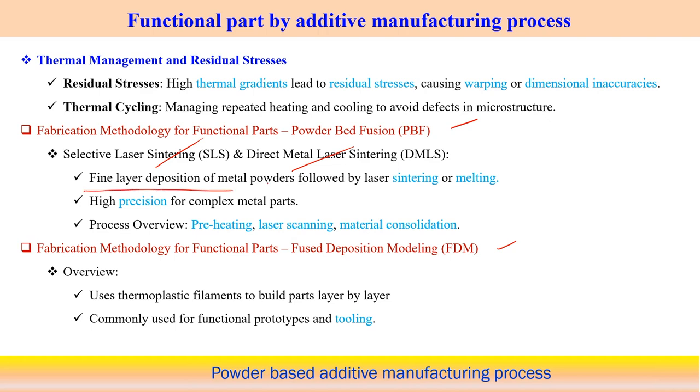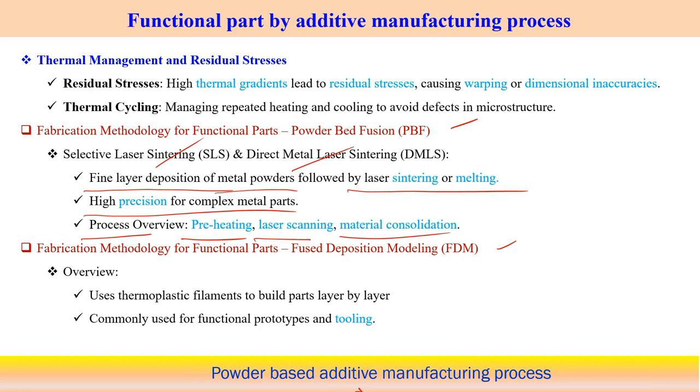Here, fine layer deposition of metallic powders is followed by laser sintering or melting, which we have already mentioned. When making functional parts, we can also supply the material in such a way that one layer is one metal and the second layer is another metal, or we can vary the density by changing the material. This way we can produce functional parts, but the approach is the same: the selective laser melting or selective laser sintering process. High precision complex metal parts can be produced using the powder bed fusion process. The process overview is preheating, then laser scanning, then material consolidation. These are the basic steps for fabrication of functional parts using powder bed fusion.